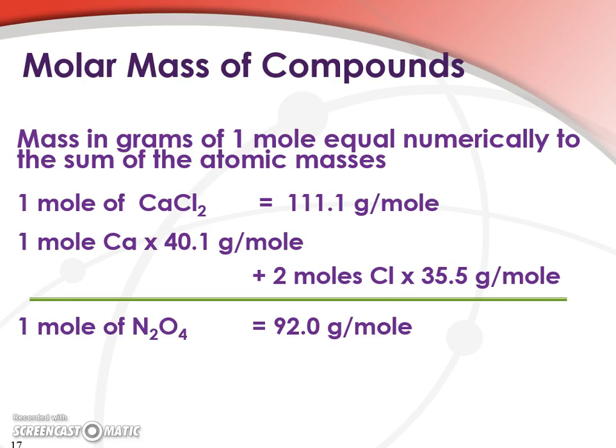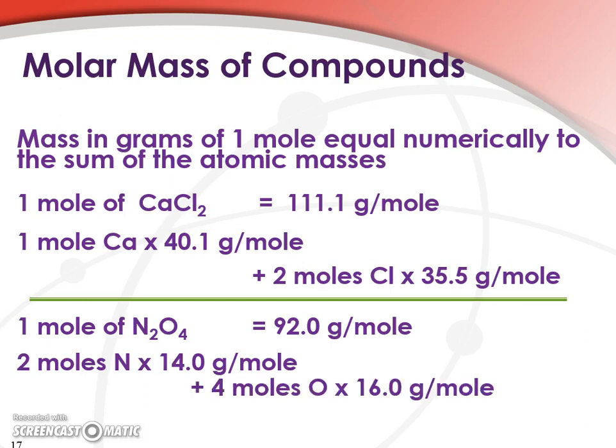And we can do the same thing for dinitrogen tetroxide. So we can find that it's 92.0 grams per mole. How do we do this? Well, it's 2 times 14 grams per mole for the nitrogen and 4 times 16 grams per mole for the oxygen. Add these together and we get 92. Very straightforward.